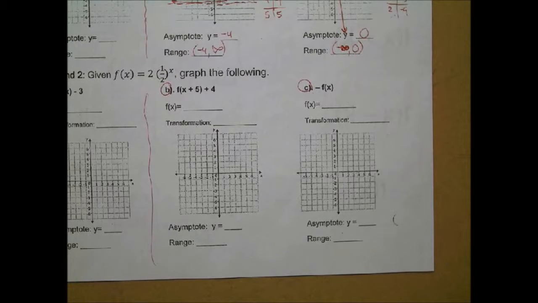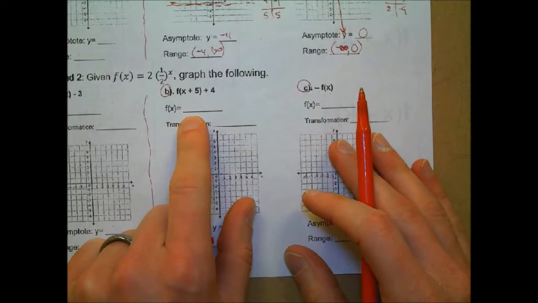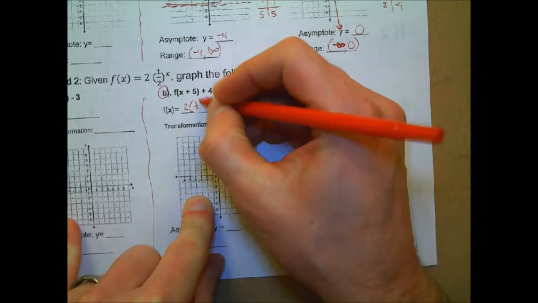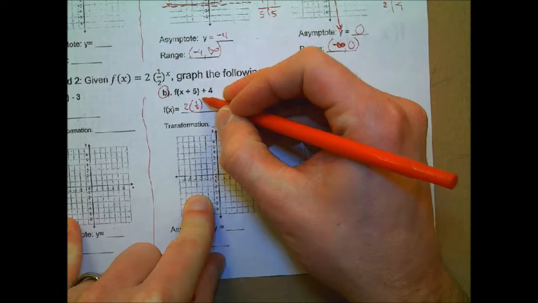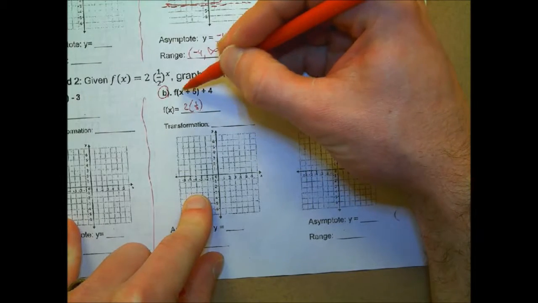If you didn't get them both done, you can write them down while I'm working on them here, okay? So let's go to Alexia. Alexia, our new function here. Were you able to come up with the new function? It was 2 times 1/2 to the what? We're rewriting it. Okay, so x plus 5 here, Alexia, goes inside the function, right?